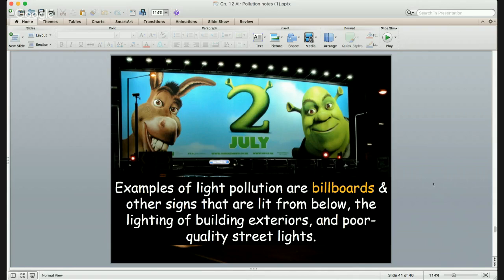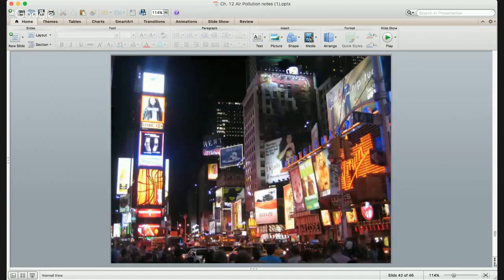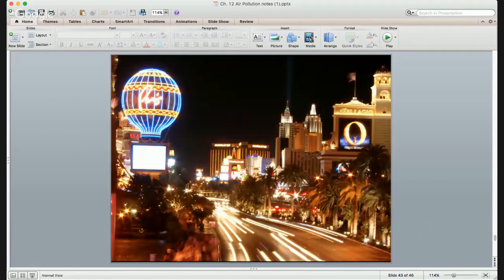Some examples of light pollution: billboards. If you've ever driven by the school at night, you can see all the lights are lit up, or any kind of shopping center. They're very, very well lit. New York City, this is an excellent example. You have all of these marquees or all these signs that are lit up. It almost looks like daytime there, even though it's really nighttime.